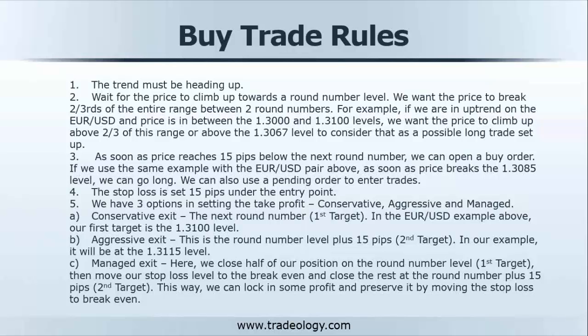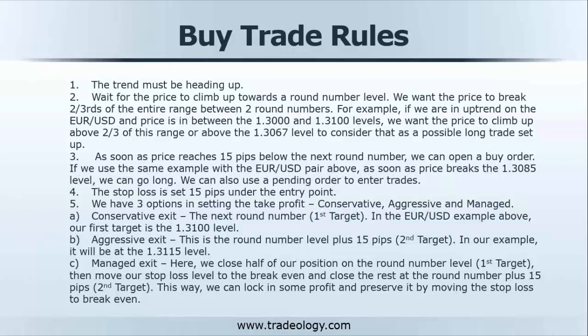You're going to see these lines and these labels on the actual chart itself. So you'll have a pretty good idea of exactly where to insert your take profits. Now, in the case of the example we were looking at on the Euro US dollar, the aggressive target would be set at 1.3115. Okay, and this is simply the round number level plus 15 pips. The round number level obviously was 1.3100. Add on 15 pips to that, and we've got 1.3115.